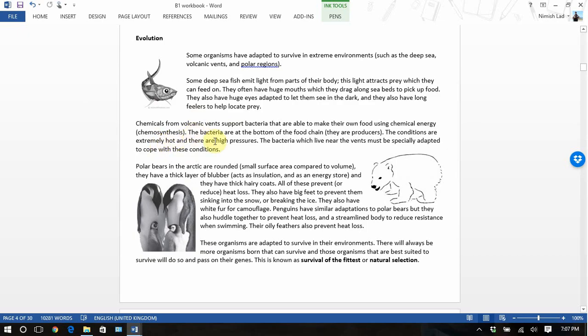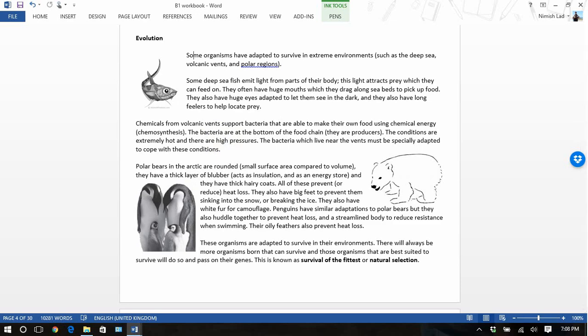Chemicals from volcanic vents support bacteria that are able to make their food using chemical energy, so that's chemosynthesis. The bacteria are at the bottom of the food chain, so they're producers, and the conditions are extremely hot and at high pressure, so normally these bacteria would just die away, but they're better suited to survive. The bacteria living in the vents must be specially adapted to survive in those conditions.